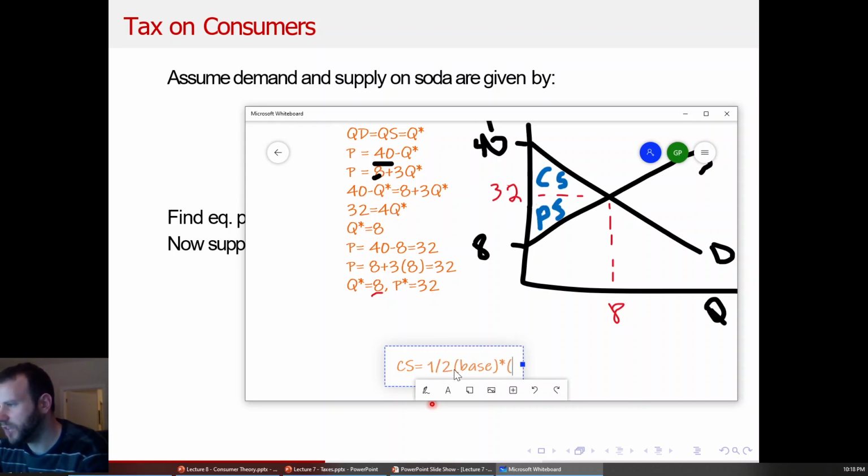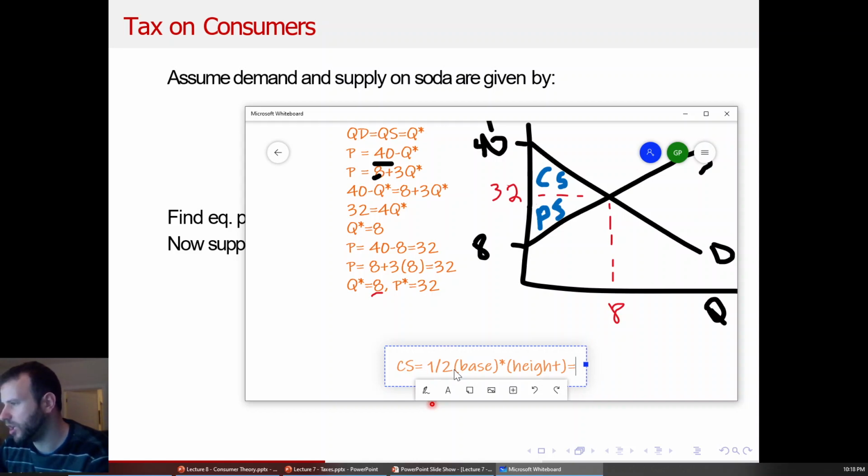Base times height. If this is going too fast for you, I would suggest going back to the old lectures, because this should be something that you should be able to do in your sleep now, because you've seen a bunch of consumer surplus, a bunch of producer surplus, and this isn't with the tax yet, so it should be pretty straightforward.